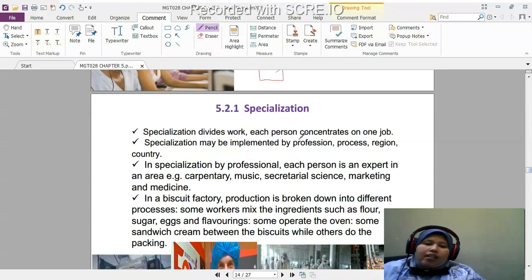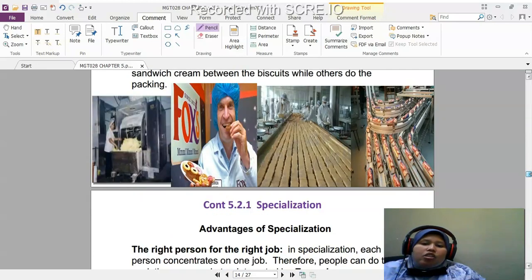Specialization divides work. Each person concentrates on one job. Jadi kita very focus. Specialization may be implemented by profession, process, region, country. In specialization by profession, each person is an expert in an area, for example, carpentry, music, secretarial, science, marketing, and medicine. In a biscuit factory, production is broken down into different processes. Some workers mix the ingredients such as flour, sugar, eggs, and flavoring. So itu yang dinamakan sebagai specialization.